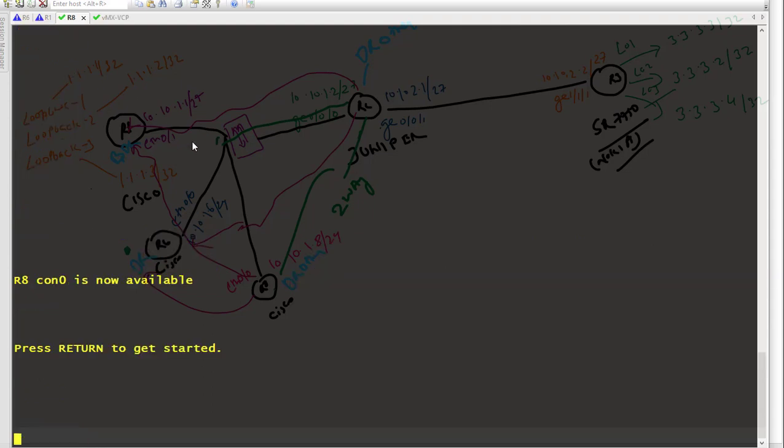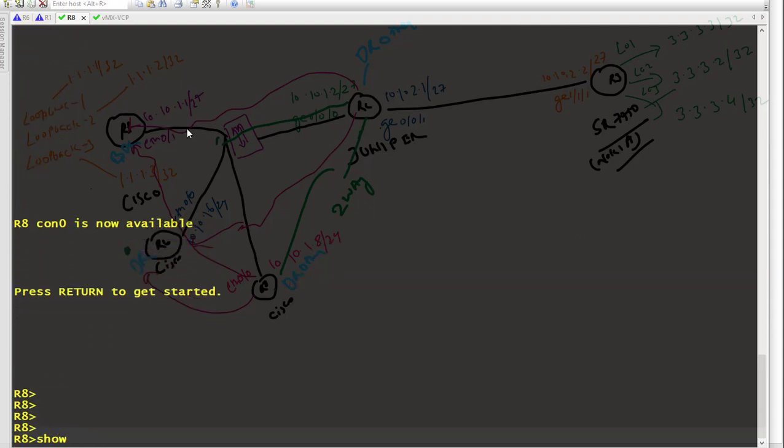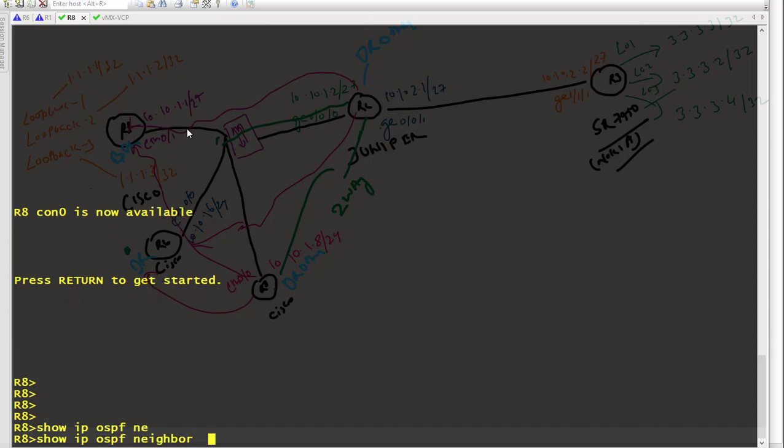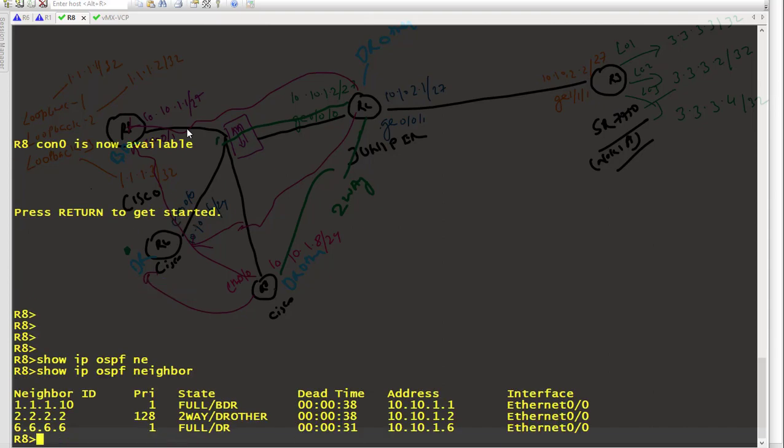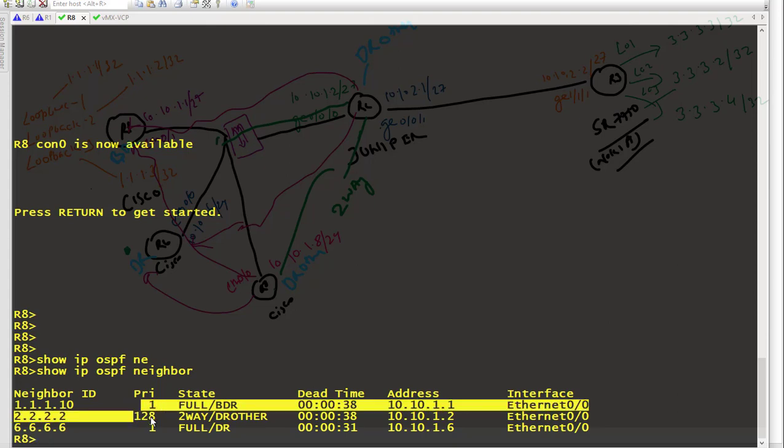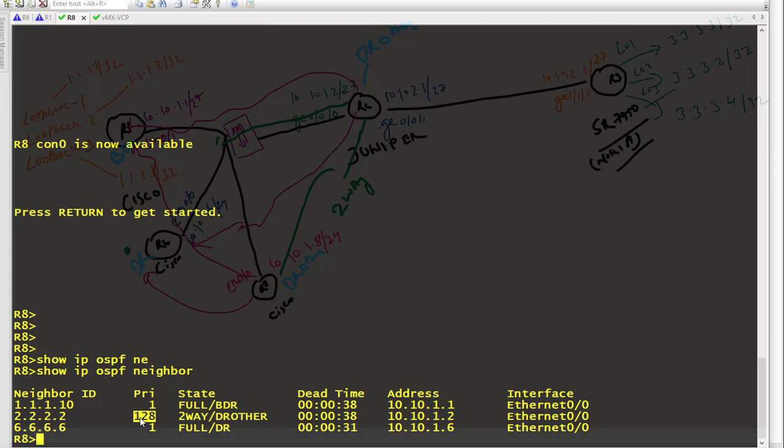So the next thing is, if I check on R8, show ip ospf neighbor, right? R2, which is my Juniper, is sending a default priority of 128, right? But still it is not a DR. Why? Because once a DR is elected, even a node with a higher priority or higher interface number that is added later will not change its position.